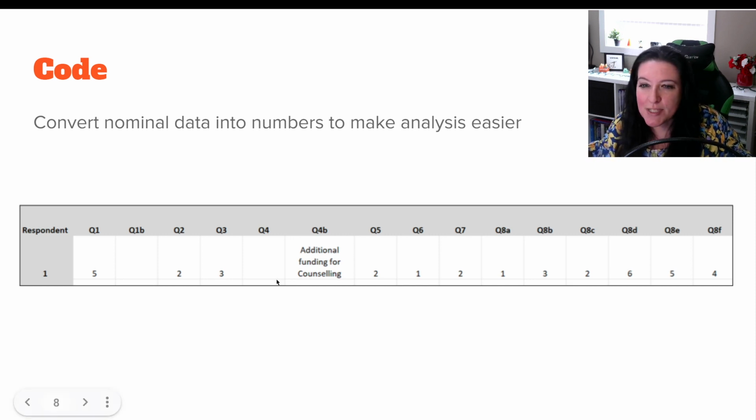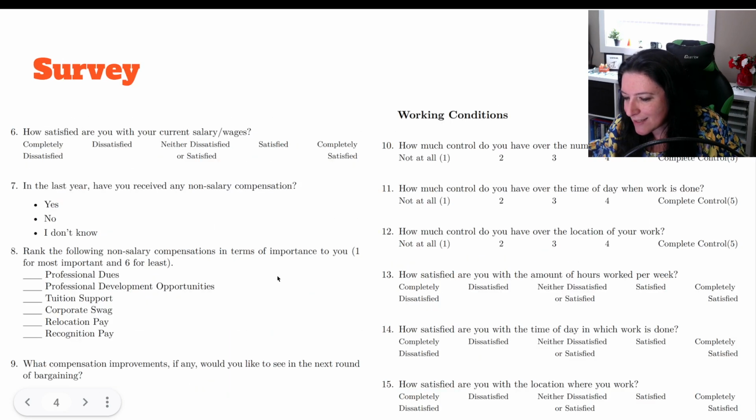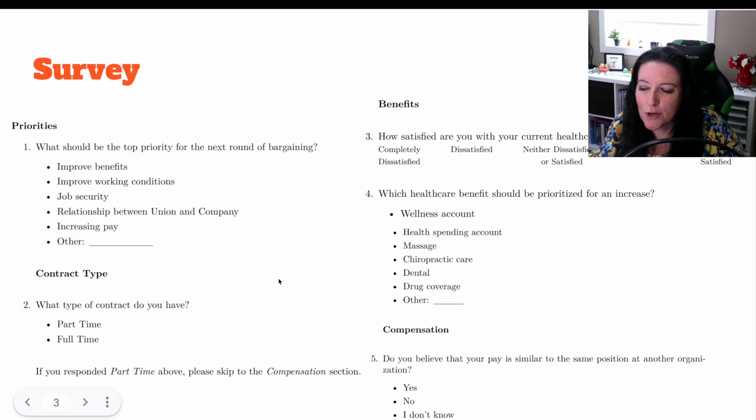So for example, you see here Q1 of 5. And so if we go back in time to the question, Q1, what should be the top priority for the next round of bargaining? We're going to take these words here, improve benefits, and we're going to code it as a 1. Improve working conditions, coded as a 2. Job security, coded as a 3.